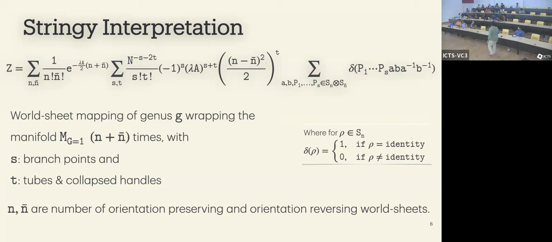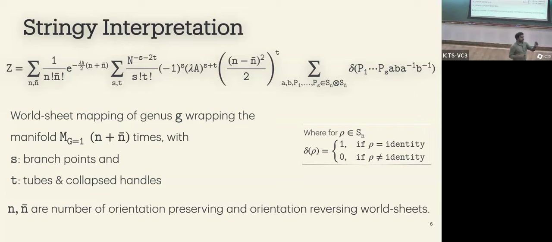P1 to PS are not general elements of SN times SN bar. It's a general element, but it has a specific cycle structure, like only a two element cycle structure. Not one, two, three, or one, two, three, four. It's not arbitrary. Whereas A, B can be arbitrary, right? I think so, yes.